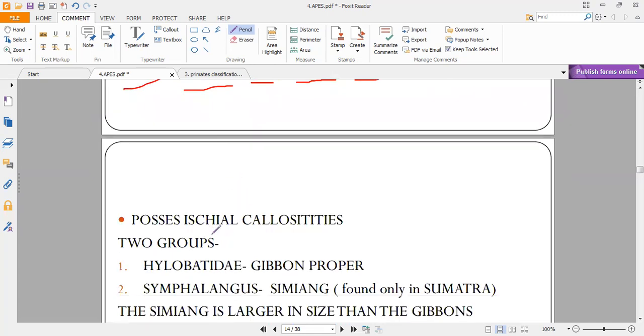And about ischial callosities, yesterday we talked about ischial callosities, and they possess them. The pad on the back side where they sit is a pad of very thick skin that is useful to sit for a long time. So these gibbons possess ischial callosities. That is another feature of gibbon.